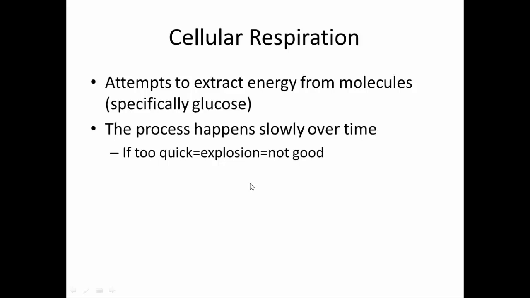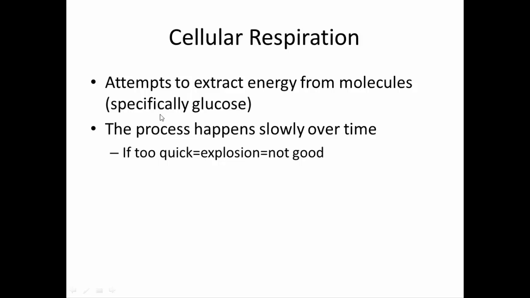So now let's go back to talking about cellular respiration, again how your body produces more ATP for exercise and other forms of work. Cellular respiration essentially attempts to extract energy from molecules, extracting energy from exergonic reactions to drive an endergonic reaction, such as producing ATP. And the most important molecule that cellular respiration uses is glucose.